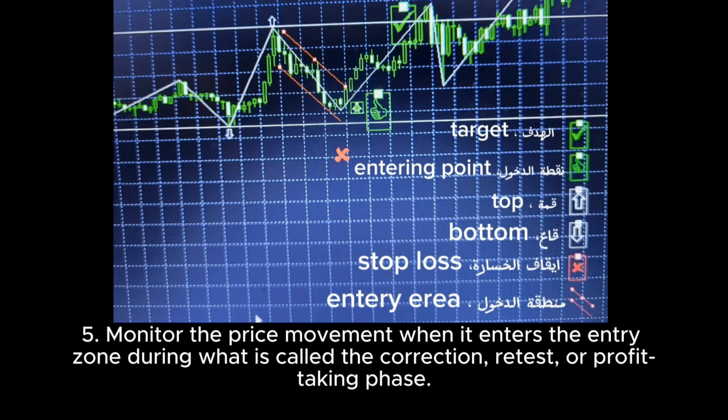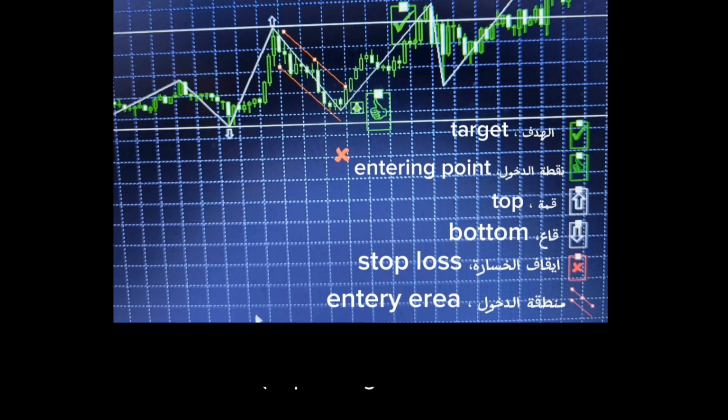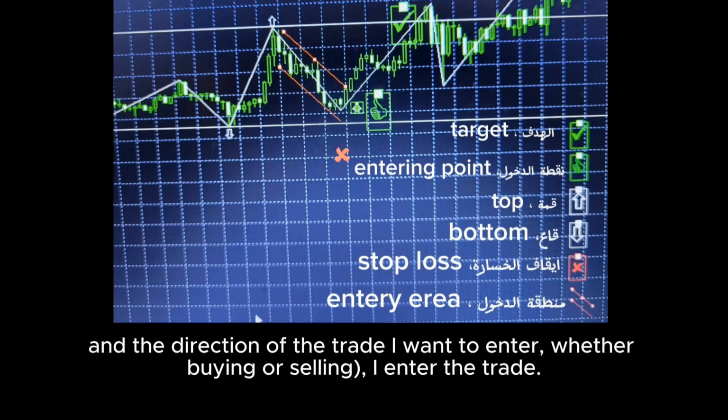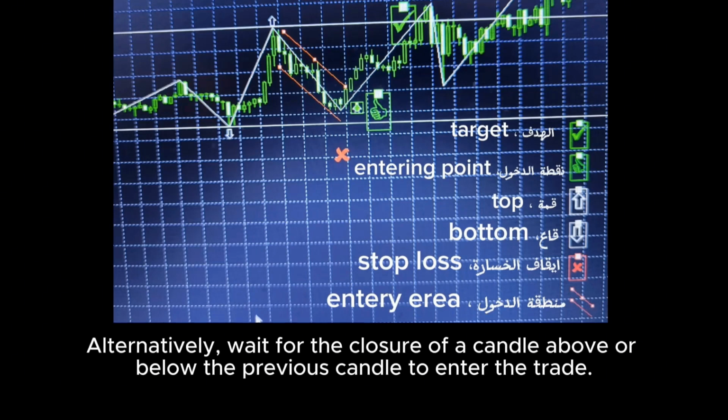Here, when I observe a candle or two that cannot penetrate the previous candle and closes below it or above it depending on the time frame and the direction of the trade I want to enter, whether buying or selling, I enter the trade. Alternatively, wait for the closure of a candle above or below the previous candle to enter the trade.